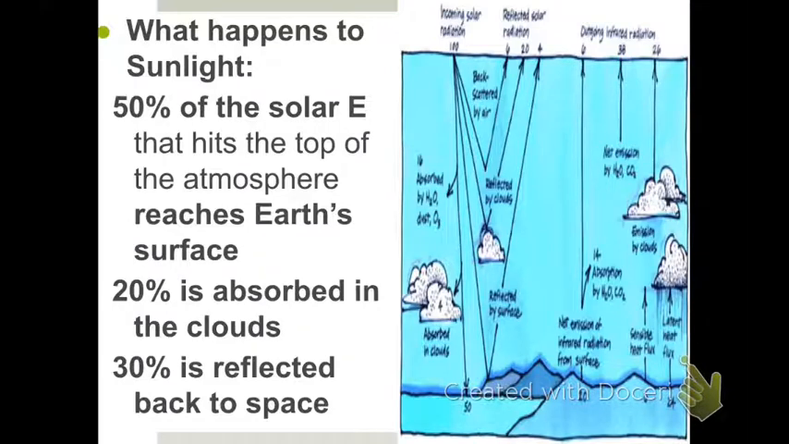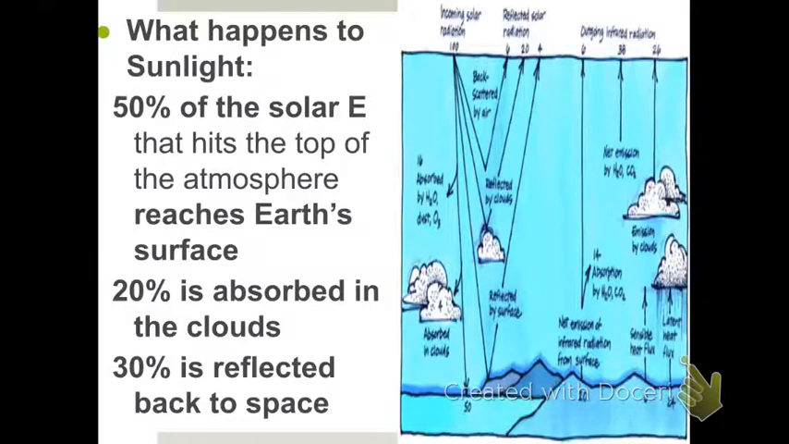So once sunlight, solar radiation, comes through the atmosphere, 50%, so half of all of that energy, actually comes down and warms the Earth's surface. And so we are very thankful for that, because that is what makes this Earth a warm, livable place.